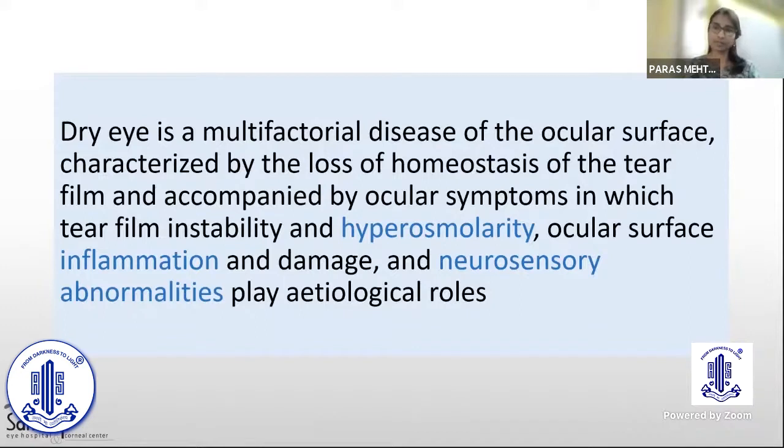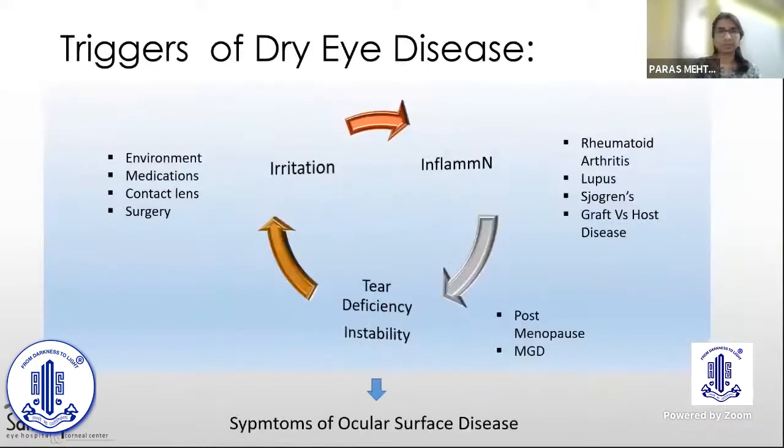We all know that in my talk, I would be focusing particularly on the inflammation aspect of dry eye. After a lot of research, we have modified the definition of dry eye and focused more on hyperosmolarity and inflammation, and also on neurosensory abnormalities, which play an etiological role. There are various triggers of dry eye disease, which we can see here. This schematic diagram explains that very well, and it was already discussed by the previous speaker. So we can move on to the next.